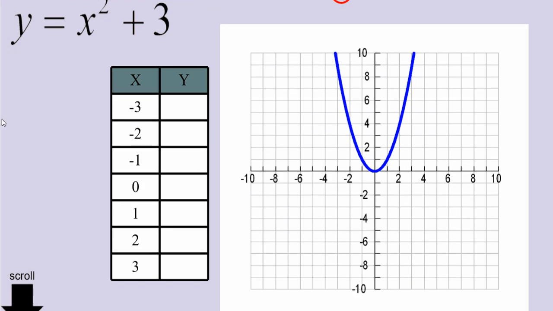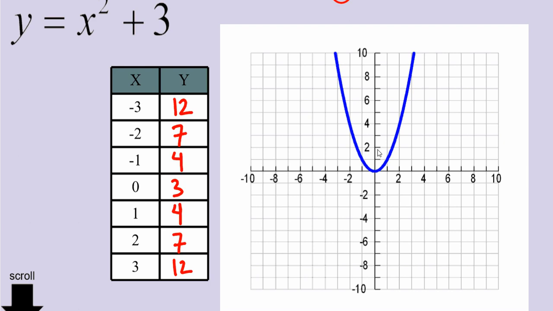What if I add 3? So we just plug numbers in. 3 squared is 9. Add 3 is 12. 2 squared is 4, add 3 is 7. 1 squared is 1, add 3 is 4. 0 squared is 0, add 3 is 3. Then it's a mirror image.